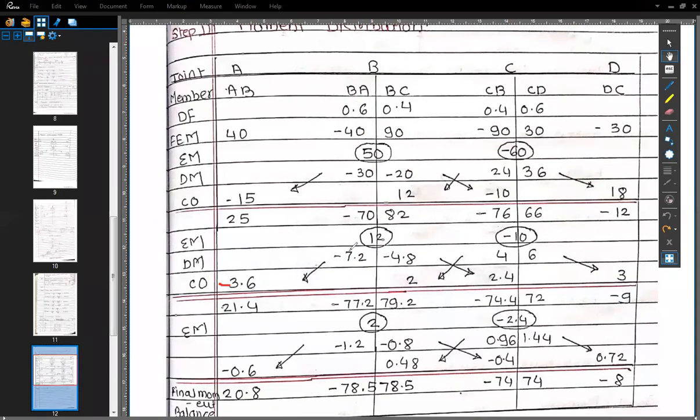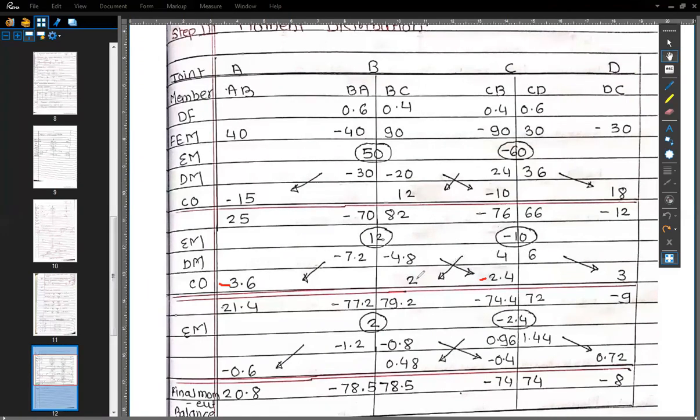Okay, minus 3.6, and minus 4.8, minus 2.4 it should be. And for the C joint, there is minus 76 and plus 66. So minus 10 will be the unbalanced movement here, where we are going to apply plus 10. Okay, so plus 10 into 0.4, that is 4, and 10 into 0.6, that is 6. So we are going to transfer half of the movement, as we have discussed already.